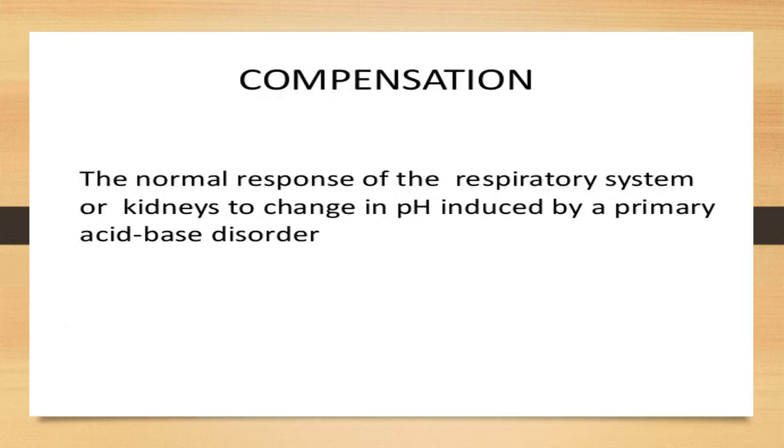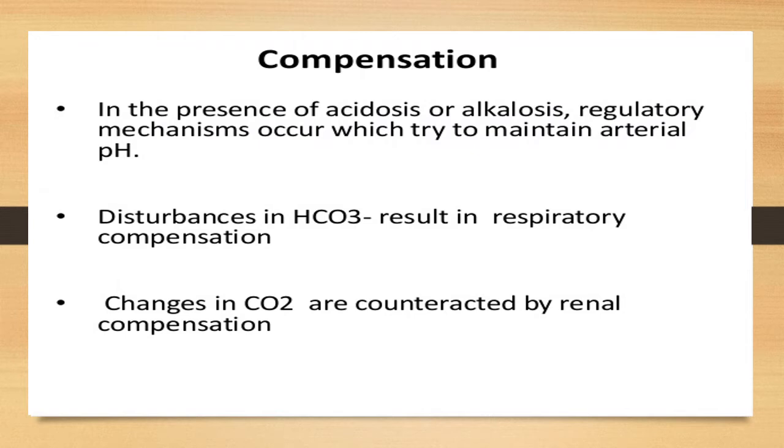Compensation is the normal response of the respiratory system or kidneys to change in pH induced by a primary acid-base disorder. In the presence of acidosis or alkalosis, regulatory mechanisms occur which try to maintain arterial pH. Disturbances in bicarbonate result in respiratory compensation, and changes in carbon dioxide are counteracted by renal compensation.